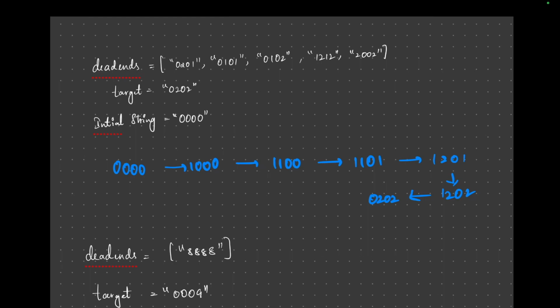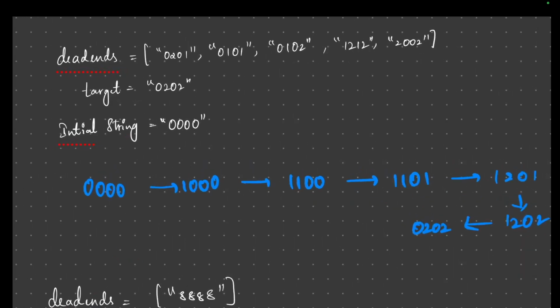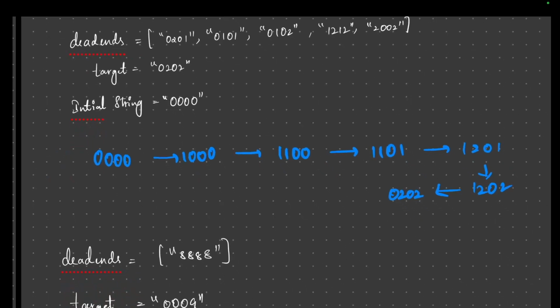So here we are given the dead ends array, which is a string-based array, and our target is to reach 0202 from 0000, right? So how can I do that? You choose any position, not necessarily in this particular order, but I'm explaining this particular order because it's given in the example test cases, right?